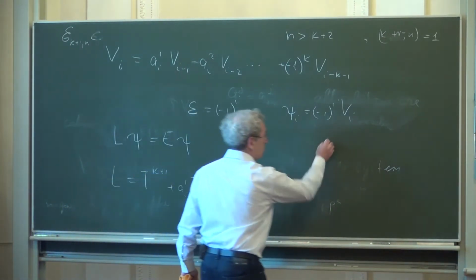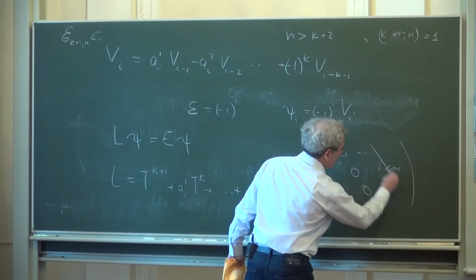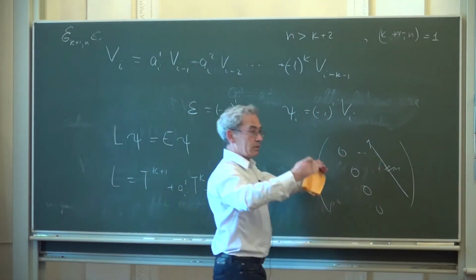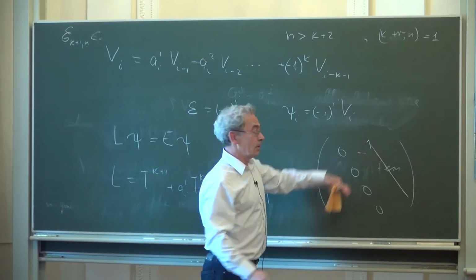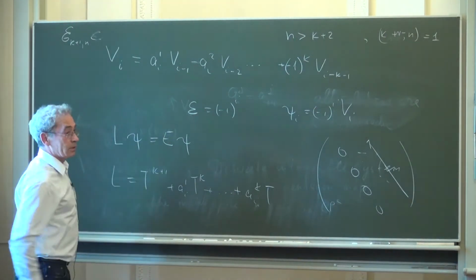So if you write it as a matrix, there are zeros on the diagonal. There are ones on the diagonal shifted by k plus 1. The rest is filled by coefficients. This is the equation. And also periodic coefficients.